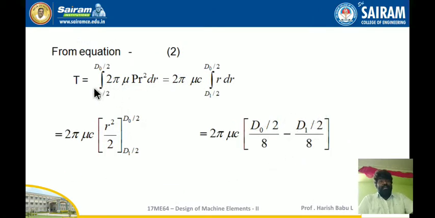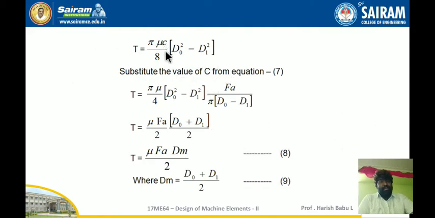When you go for the torque equation, which we took in the previous one, equation number 2, I get 2 pi mu C into (d naught by 2 squared minus di by 2 squared). I simplify that by substituting the C value. I get the torque equation as 1 by 2 mu FA into dm. Here dm is given by (d naught plus di) by 2, the mean diameter in the case of the wear condition.